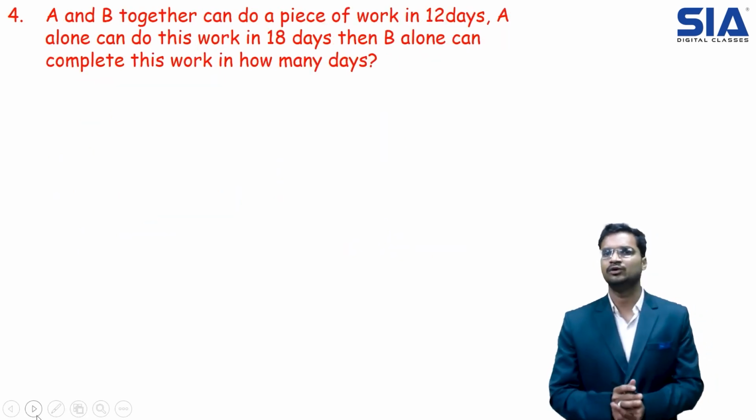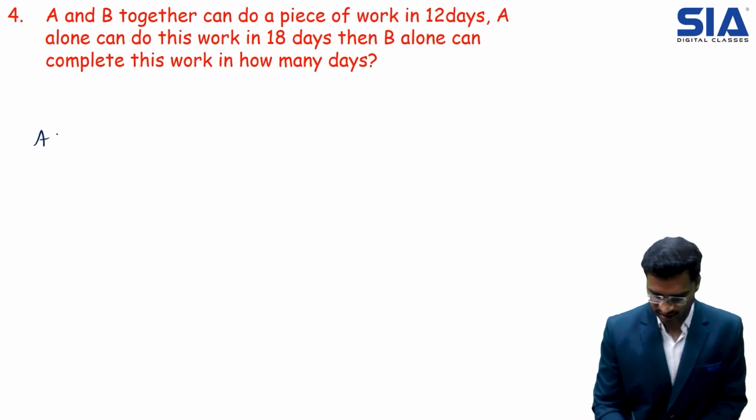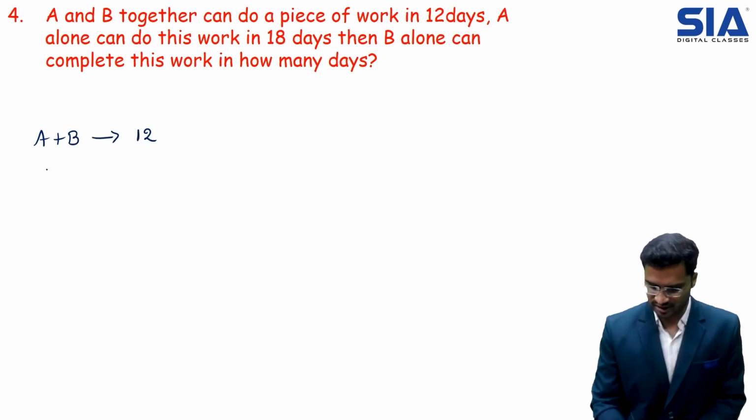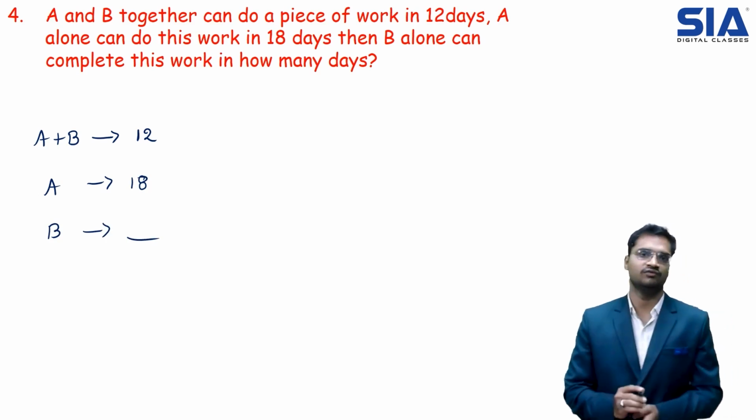A and B together can do a piece of work in 12 days. So here A plus B are doing this work in how many days? 12 days. And A alone is doing this work in how many days? 18 days. Now I have to find in how many days B alone will do this work.